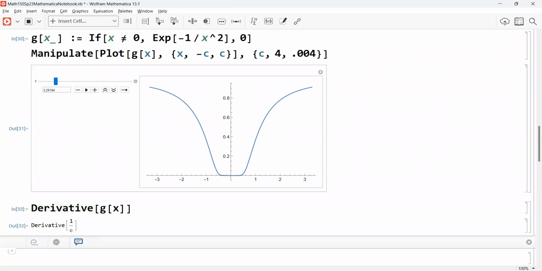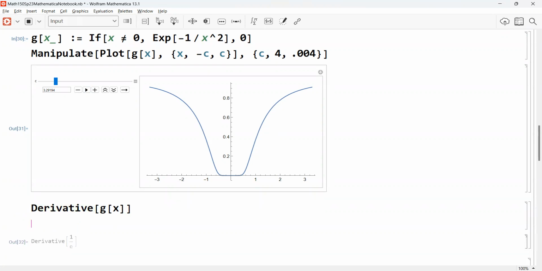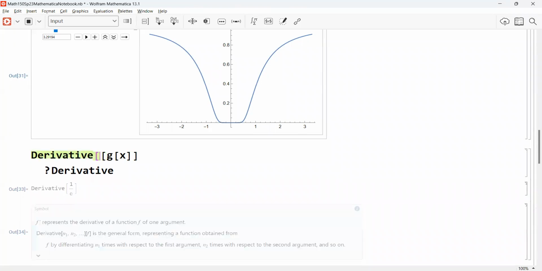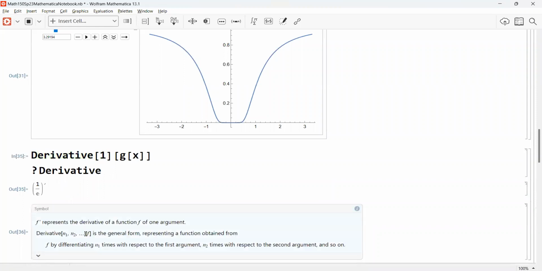Let's see if this works. And it gives me 1 over e. All right, so let's see, what does Derivative do? So I'm going to do question mark Derivative. It represents the derivative. F is a function of 2 variables. Let me see. Oh, no, G was right. Derivative is the general form representing a function obtained by differentiating n1 times with respect to the first argument. So if I wanted to do this, I think I might have to put a 1 over here and say I'm taking the derivative. But it somehow has G defined as 1 over E.